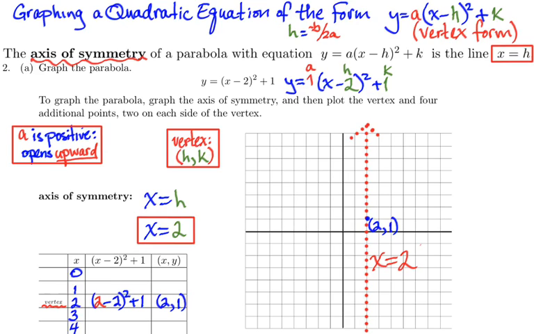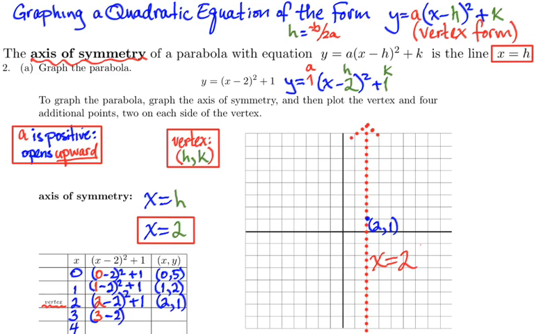So plugging in 1, we get 1 minus 2 squared plus 1, so that's negative 1 squared plus 1, so that's 2, so the y-coordinate will be 2. Then plugging in 0, we get negative 2 squared plus 1, so we get 5 for that y-coordinate. So the point will be 0, 5.